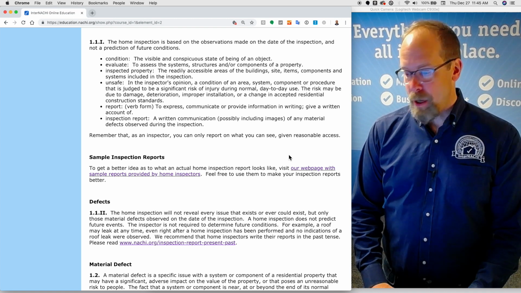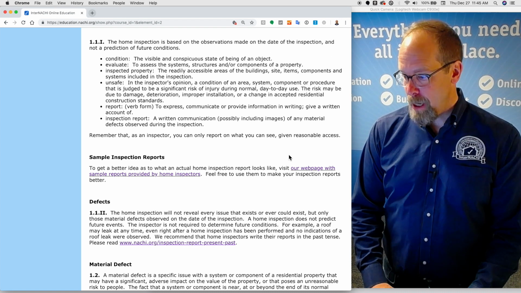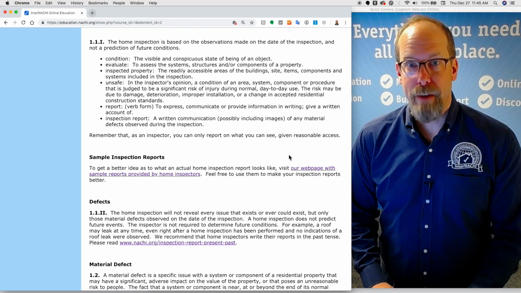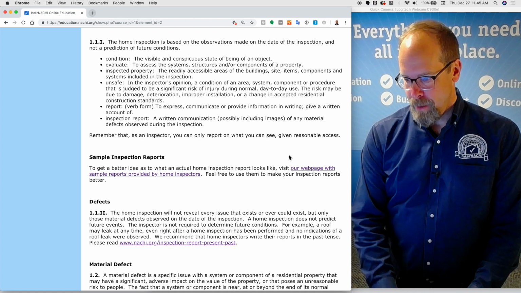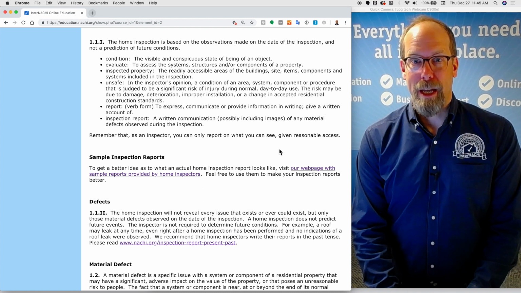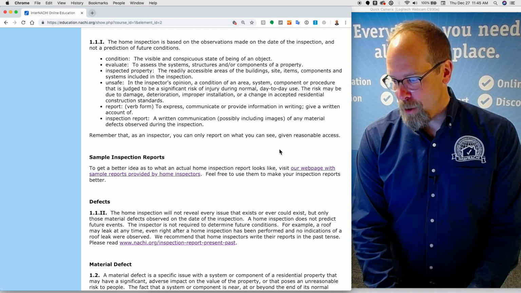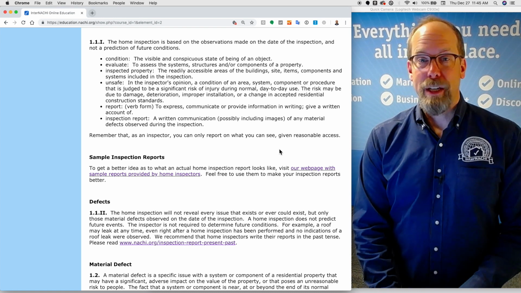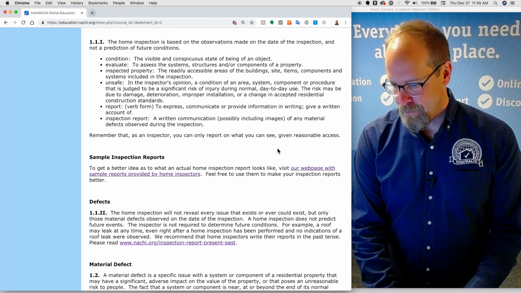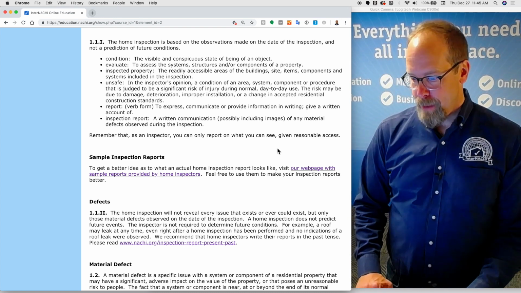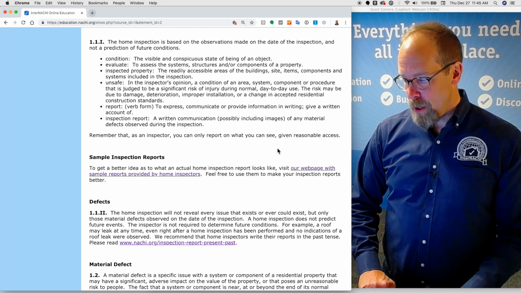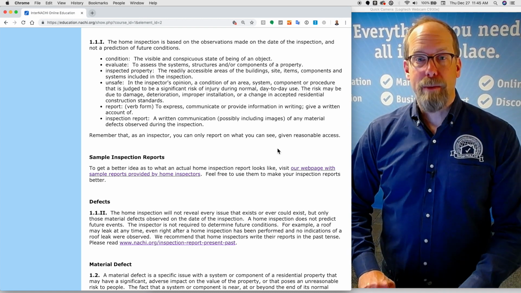Report means to express or communicate or provide information in writing, or give a written account of. And the inspection report is written communication of any material defects found during the inspection. Remember that as an inspector, you can only report on what you see given reasonable access.